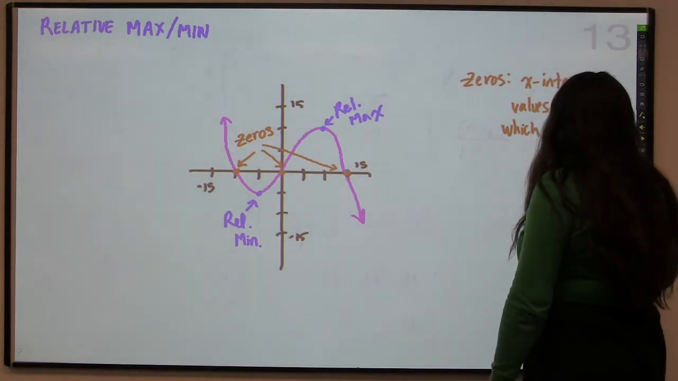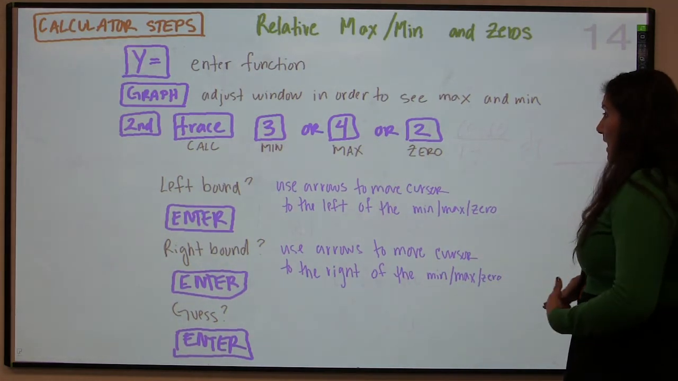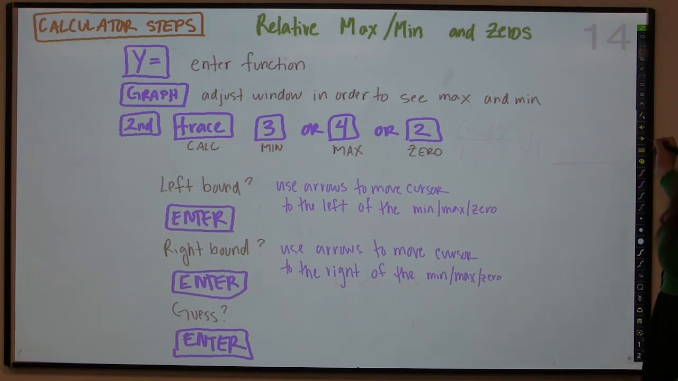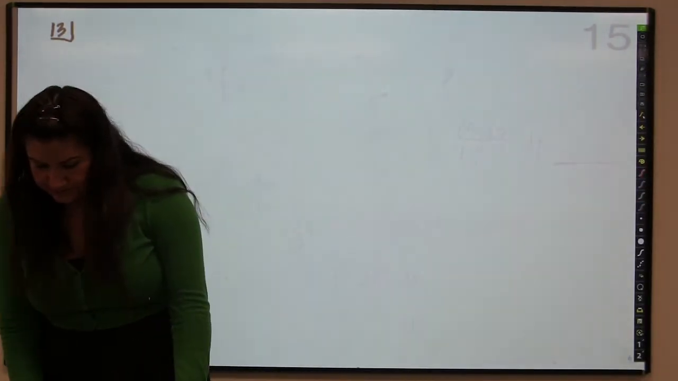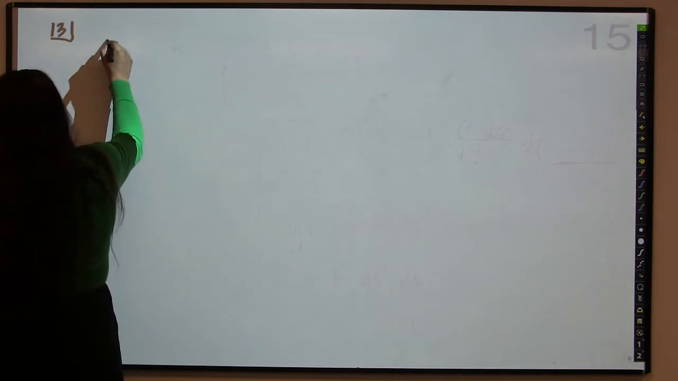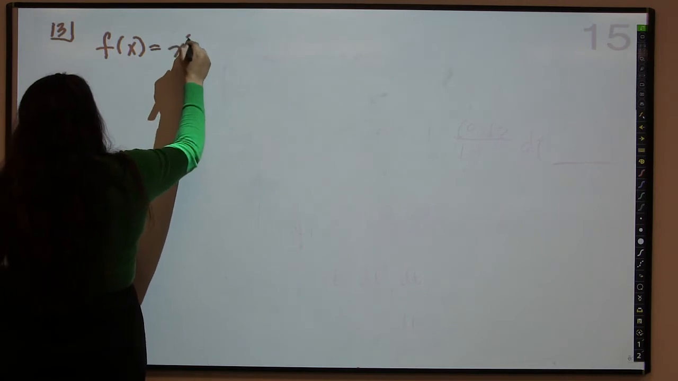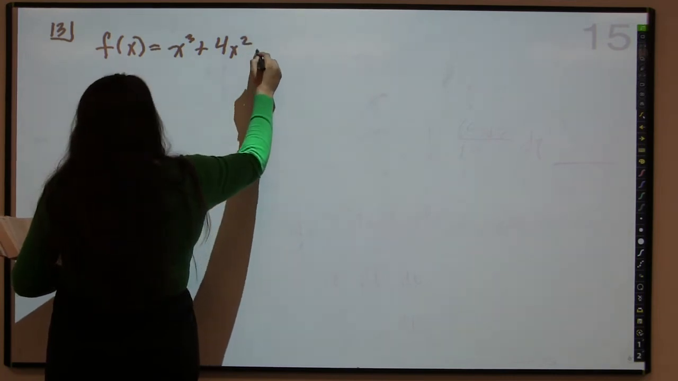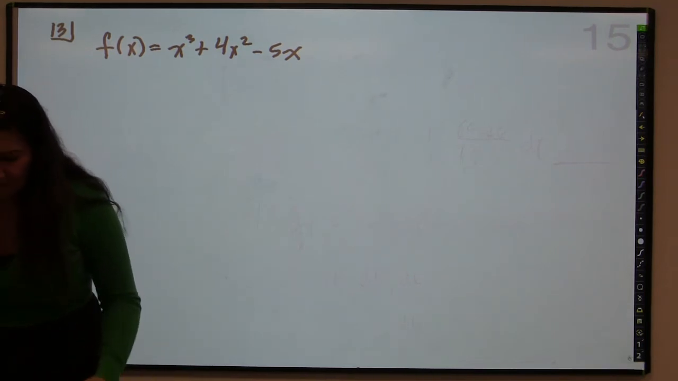So that being said, we are going to do number 13 in your textbook right now. You can pause the screen and write all these steps down, but we are going to go through them as I do this example, number 13 in your textbook. So pause the screen now because I'm going to continue. Number 13 in your textbook is f of x equals x cubed plus 4x squared minus 5x. And they are asking us to find the relative max, relative min, and the zeros of the function.